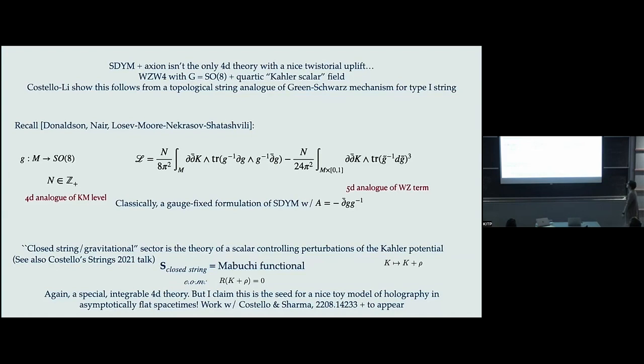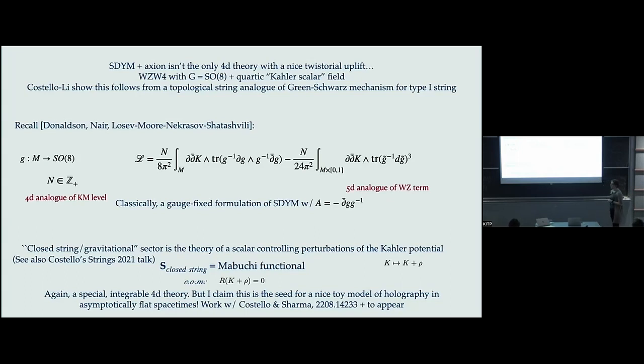Self-dual Yang-Mills plus the axion is not the only 4D theory with a nice twistorial uplift at the quantum level. In fact, if you think hard about the topological string on twistor space, there's what's called a type 1 topological string, which has open and closed sectors. The closed string fluctuations of this topological string on twistor space are a BCOV theory, as is familiar from thinking about the B-model topological string. And the open string sector is a holomorphic Chern-Simons theory, again, as is familiar from the topological string, and they're known to be coupled in an anomaly-free way.